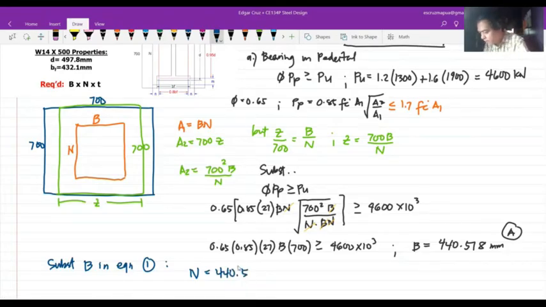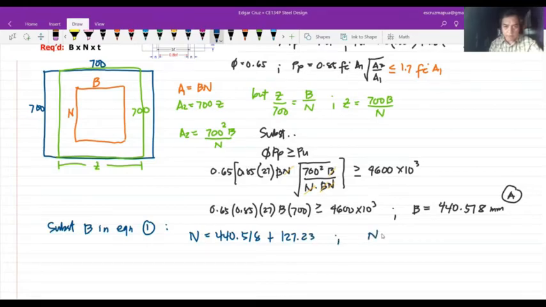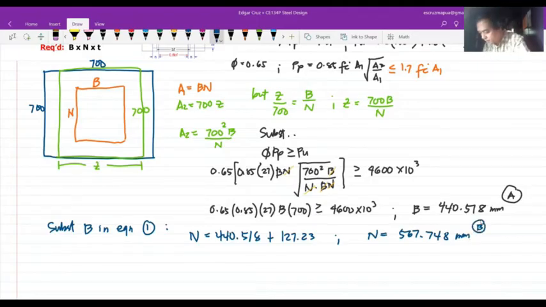Okay. 440.518 plus 127.23. So from there, I could have N value. It is 567.748 millimeter. Let me store it sa B. Shift store ko sa B. So basically, yan na yung sagot.